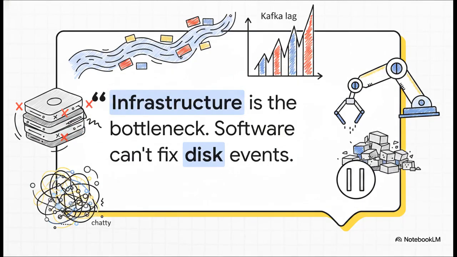I really want to leave you with this battle-tested truth from engineers operating at the absolute edge of performance. You can tweak software properties all day long, but if your disk array is saturated, or your network is chatty, or your garbage collector is pausing, your Kafka lag will inevitably spike. Infrastructure is the ultimate bottleneck.